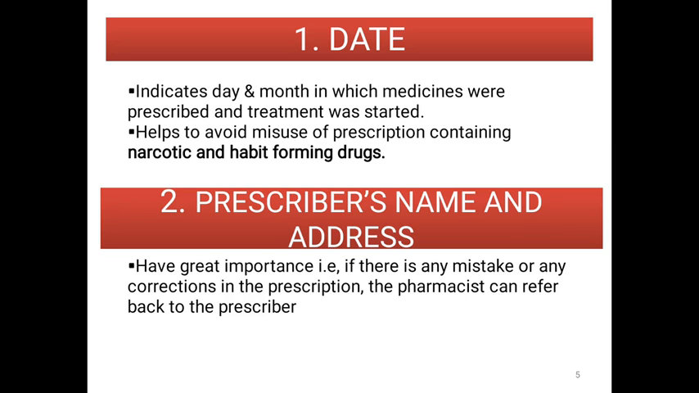Date is very important in case of prescription containing narcotic and habit forming drugs. By writing the date on prescription, we can avoid the misuse and abuse of prescription containing narcotic and habit forming drugs. Then second one is the prescriber's name and address, that is name and address of the doctor. It is very important because if there is any mistake or any doubt or any corrections in the prescription, the pharmacist can refer back to the prescriber according to this address.